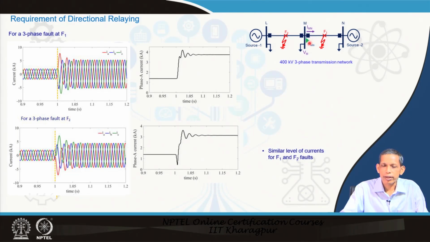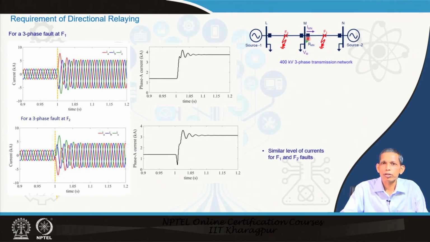And therefore, the relay at RMN, which should only trip this breaker in case of F1, not in case of F2, from the selectivity point of view, cannot distinguish from the magnitude of fault current. So, we have learned till now the discrimination of faults in different sections using currents, the overcurrent principle.